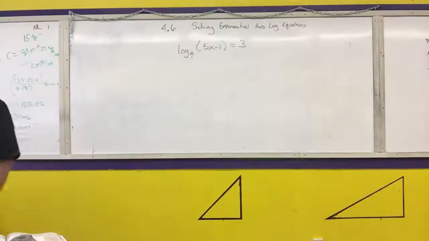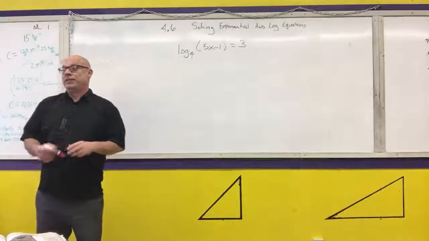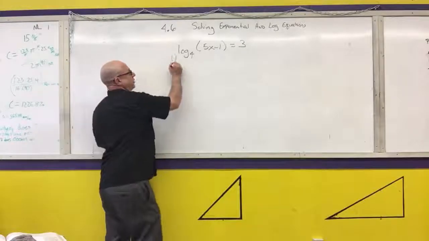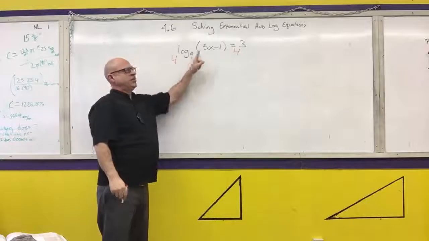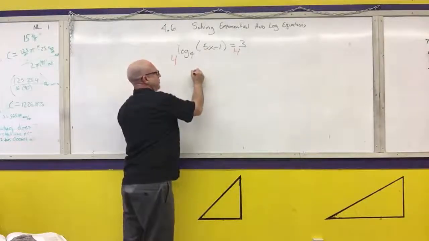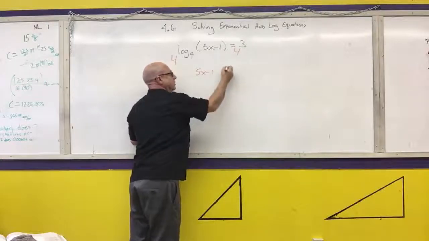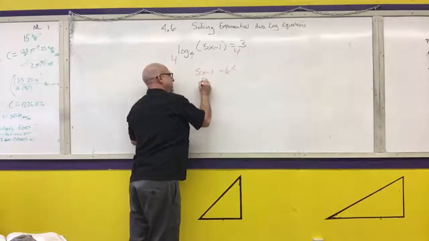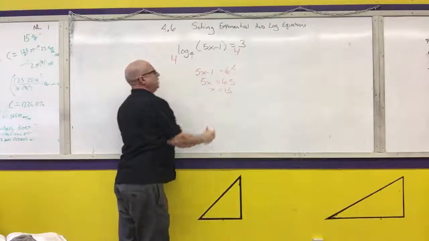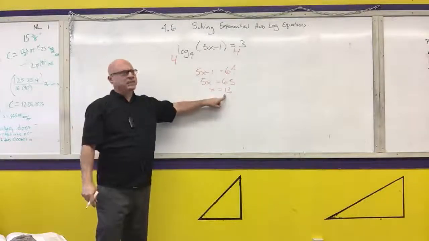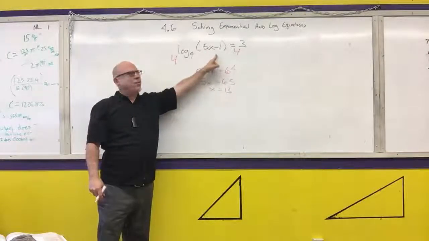The 4 of the actual term is called exponentiate. We're going to exponentiate both sides. We're going to do 4 to the log base 4, and this is going to be my 5x minus 1. 4 cubed is 64, so 5x is 65, x equals 13. Make sure I'm actually going to get a positive number in here. 65 minus 1 is 64. I'm good.